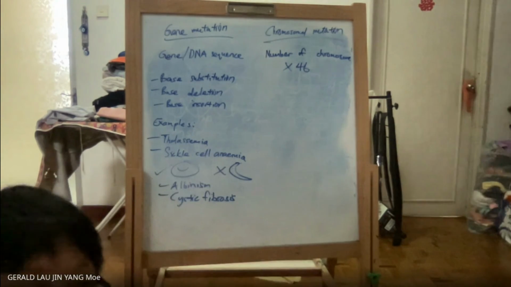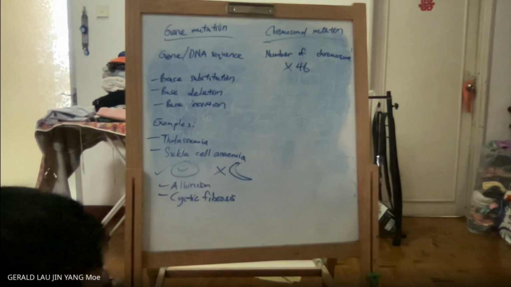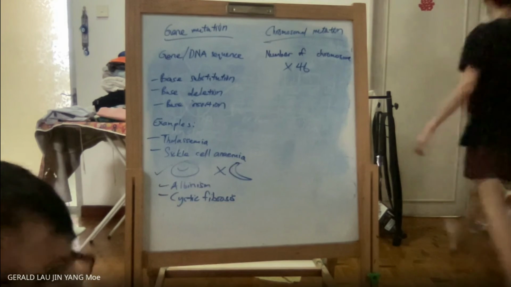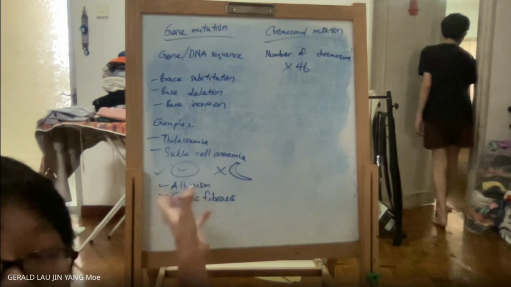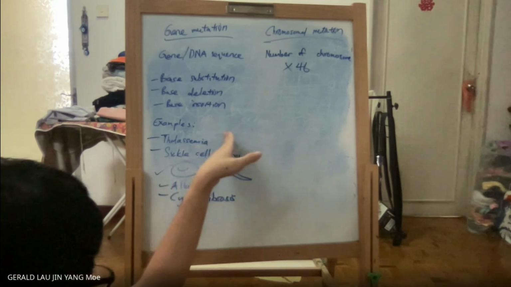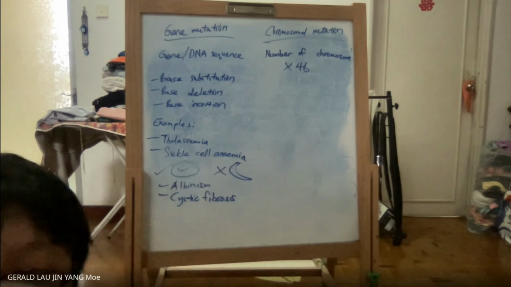Okay, sickle cell anemia, you will die. Yeah, most probably. With mutation, there is always a risk of death, including albinism. Okay, maybe albinism not so much, but sickle cell anemia, thalassemia, cystic fibrosis, there is always a risk of death. Okay.